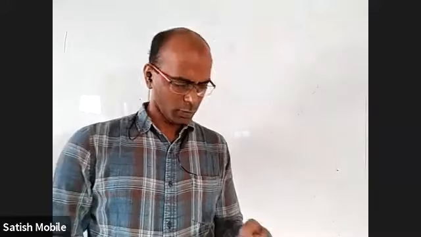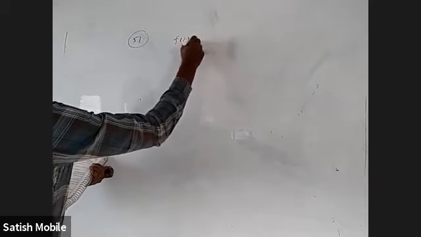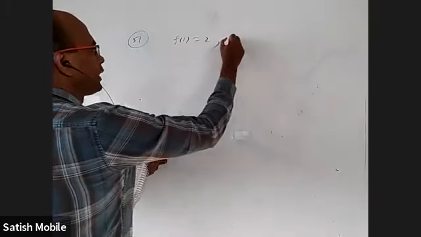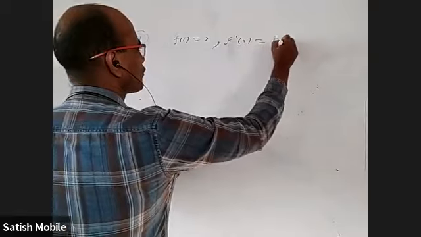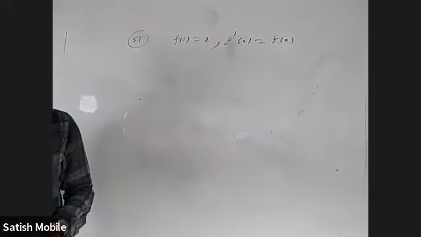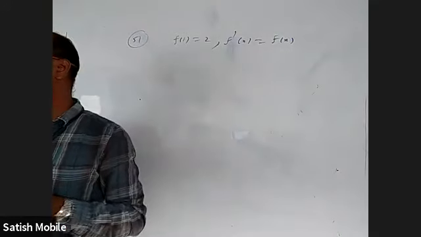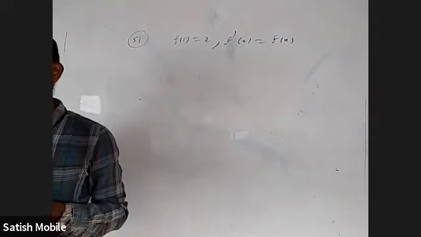Okay. Just now we discussed 48. Okay, 51. F of 1 is 2, given. F dash x is same as f of x is also given. Does anybody know a function whose derivative is itself? When you differentiate, the same function will come back. Do you know any function like that?